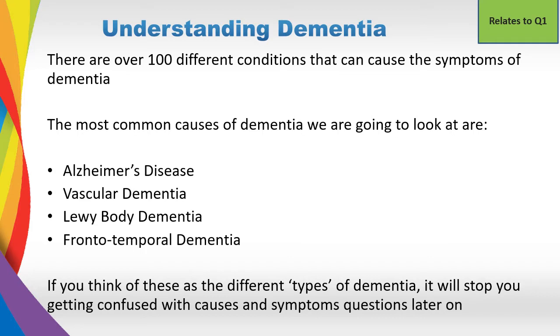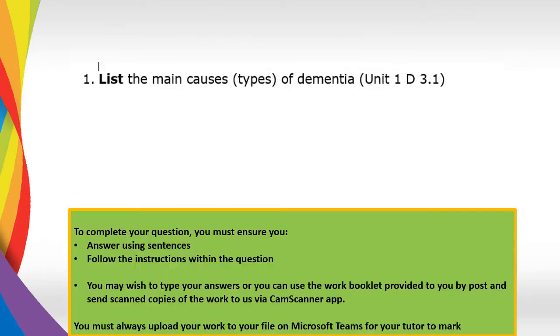So you may have heard of these as different types of dementia, but dementia itself is a set of symptoms, okay? The causes of those symptoms are different within the brain, so therefore these are the causes of dementia. But if you slip up and say types, that's okay. So I would like you to list the main causes or types of dementia as were on the previous screen there, and that's really just to introduce you to that topic.